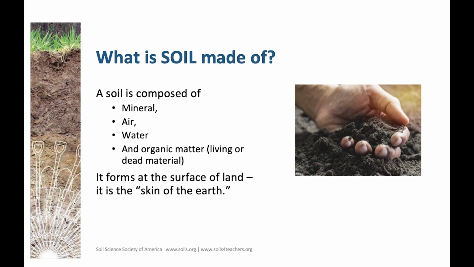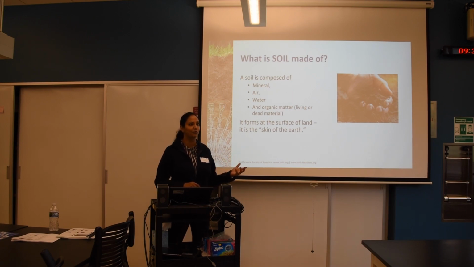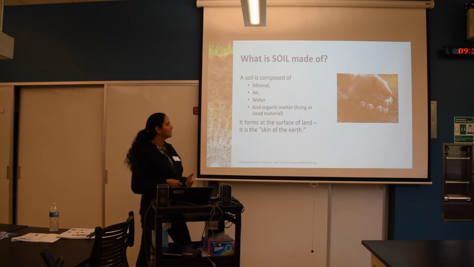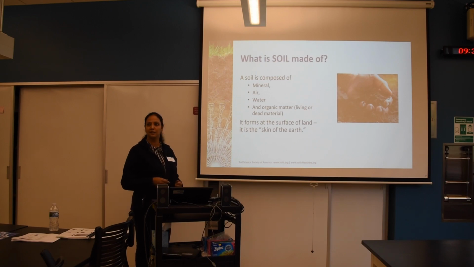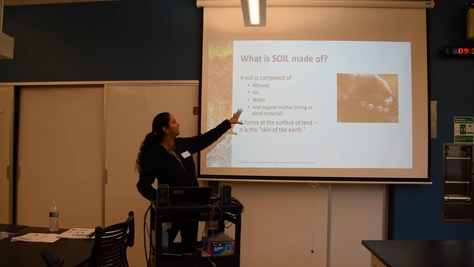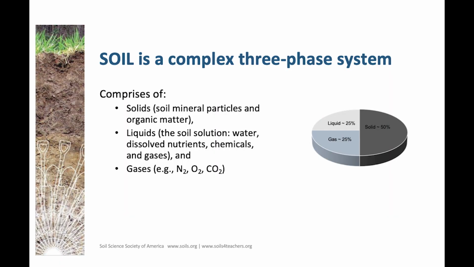So what is soil made up of? Soil is composed of minerals, which are sand, silt and clay derived from rocks. Then we have the organic material, which is living or dead, and also air and water. Since we all need air and water to breathe, soil is also composed of air and water, and that helps plants live on top of it. It forms at the surface of the land, also known as the skin of the earth. The composition of the minerals, air, water, and organic matter changes. We will learn more about it in the next few slides.